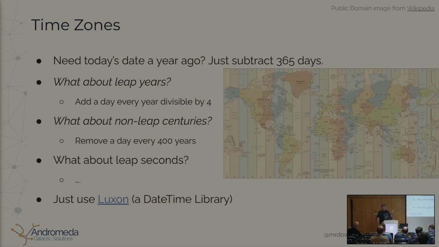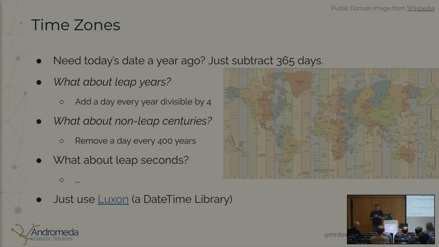So, for example, you need to calculate a time zone. What are you going to do? Oh, that's easy. I need today's date a year ago. I just subtract 365 days. I have today's date a year ago and keep going. Who thinks that's going to work? Right. You have leap years every 4th year, except non-leap centuries. Now you've got to subtract those back out. What about leap seconds, right?